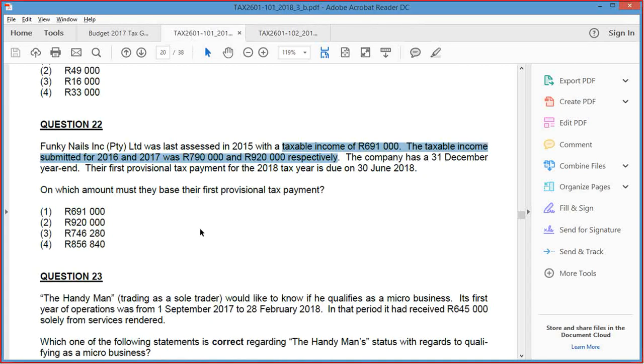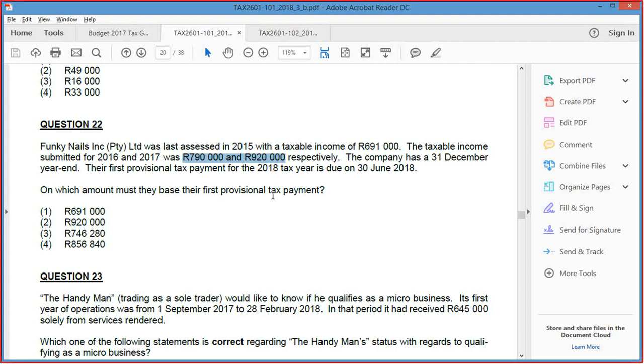So, looking at this, Funky Nails' last assessment was 2015 with a taxable income of that. Taxable income submitted for 2016 and 17 was that. The company has a year end. Their first provisional tax payment for the 2018 year of assessment is due on 31st of June, of which amount must they base their first provisional tax payment?